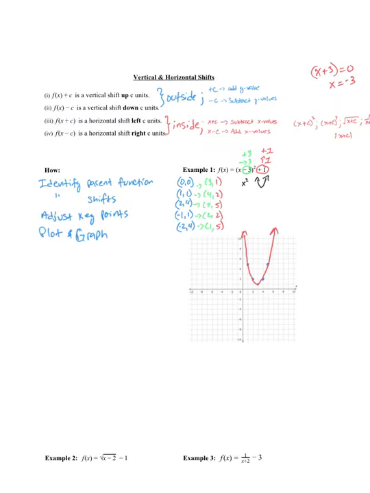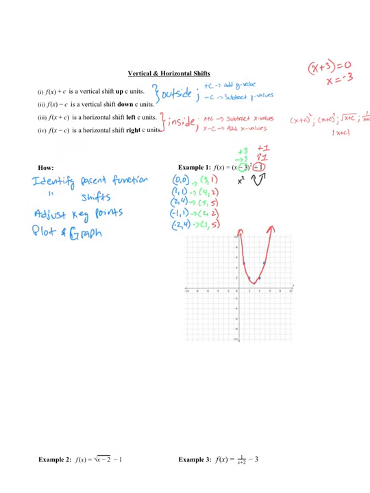So just to recap, your first thing you need to do is identify your parent function. Then we need to identify the shifts. You're looking inside the function or on the outside of the function. And then you take your key points for whatever parent function that you have, and you just adjust them based on the shifts that you just did, and then just plot those new points and graph. It's as easy as that, folks.